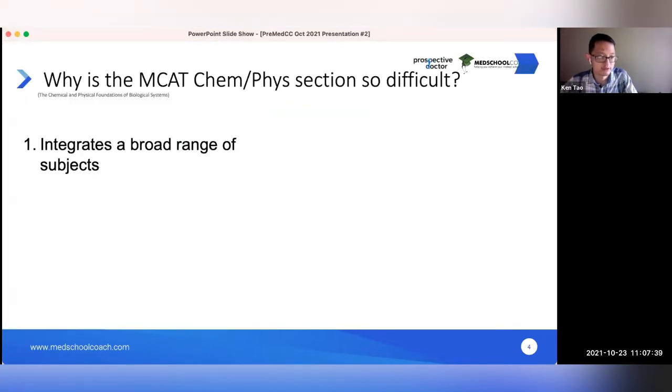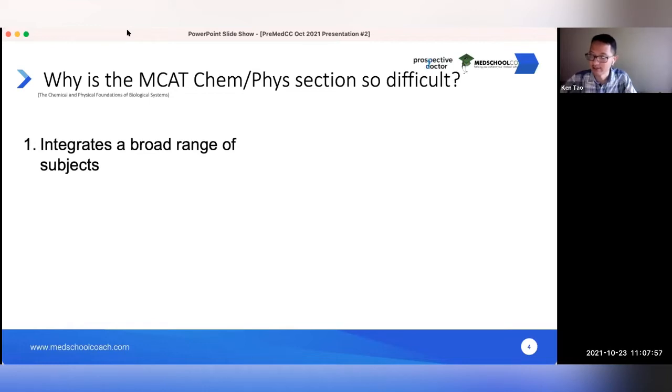Okay, so we go through this section by section. We're going to start first with the Chem Phys section. You'll recall that the Chem Phys section stands for the Chemical and Physical Foundations of Biological Systems. It is the first section of the exam. It is 95 minutes long and has 59 questions.